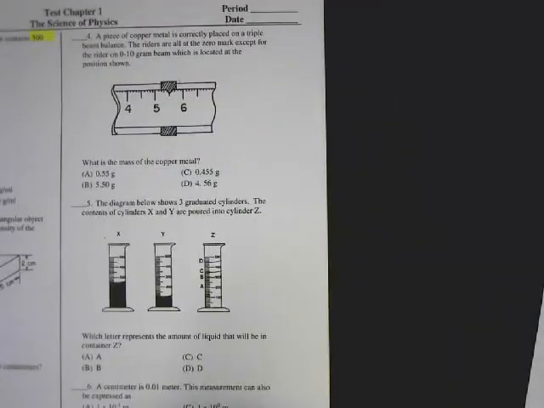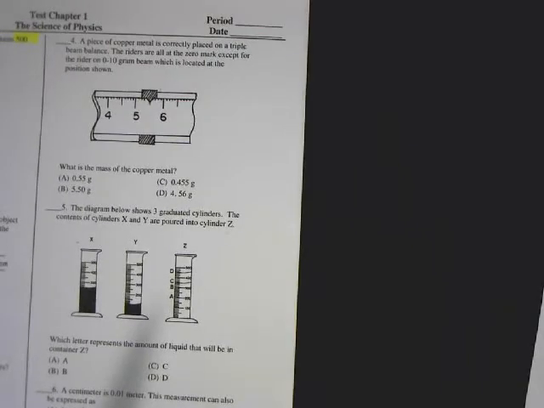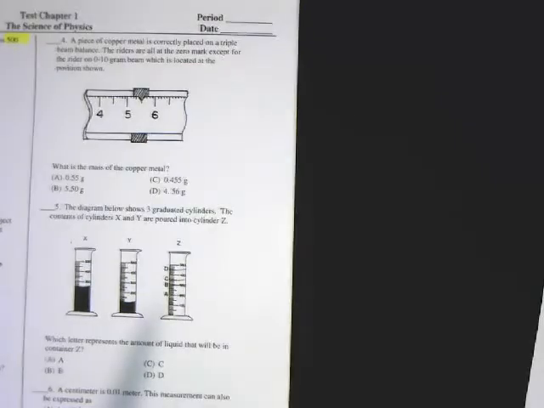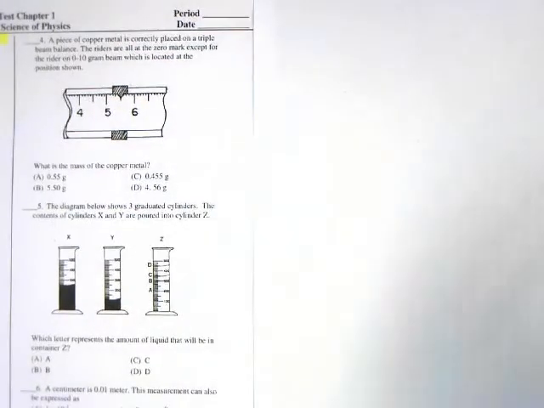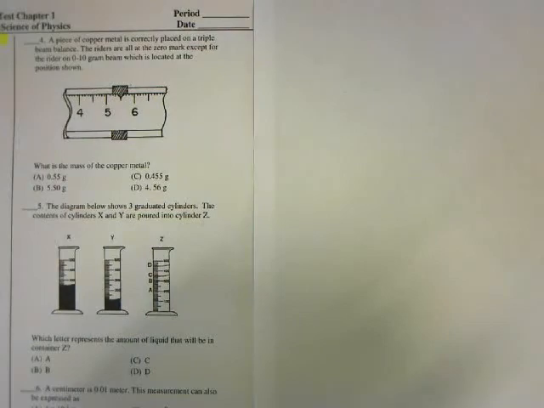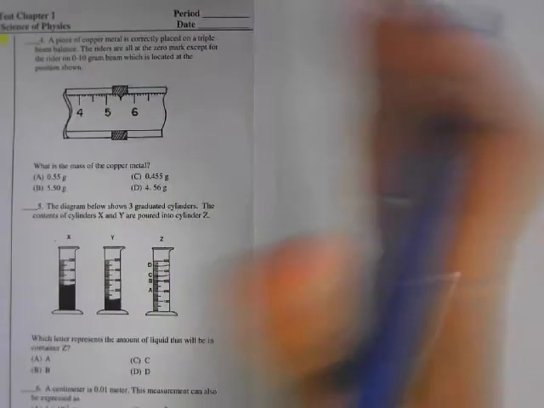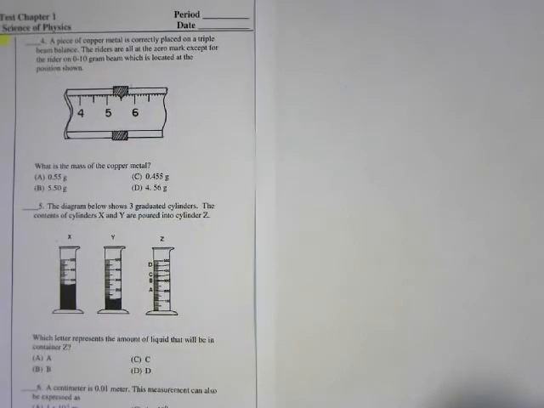All right, so now we're going to go to the triple beam balance. So it says a piece of copper metal, and this is what you're going to do when you take the test tomorrow. You're going to have an FRQ paper, and the back of your FRQ paper is going to be your scrap. So you put your test and you put your scrap side by side because you don't write on the test and you write on the back of the scrap.